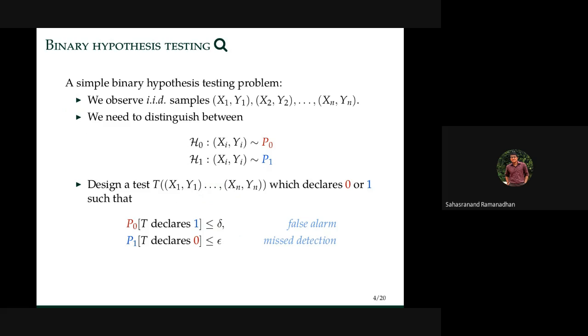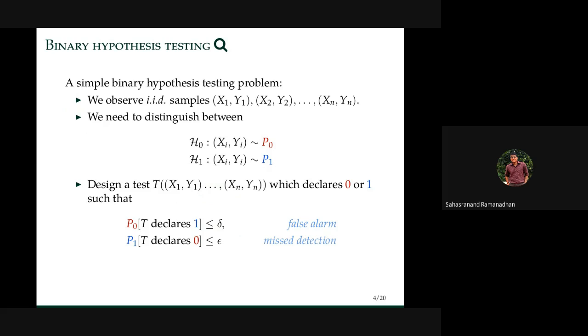We would like to distinguish between the two hypotheses H0 and H1, where under H0 the (xi, yi) have a joint distribution P0, and under H1 (xi, yi) have a joint distribution P1. We do not know which of them is occurring. So we design a test which takes as input all these observations (x1, y1) through (xn, yn), and it declares either 0 or 1 to stand for P0 or P1, or H0 or H1, such that the false alarm probability is less than delta and misdetection probability is less than epsilon. So these are some guarantees that we would want out of such a test.